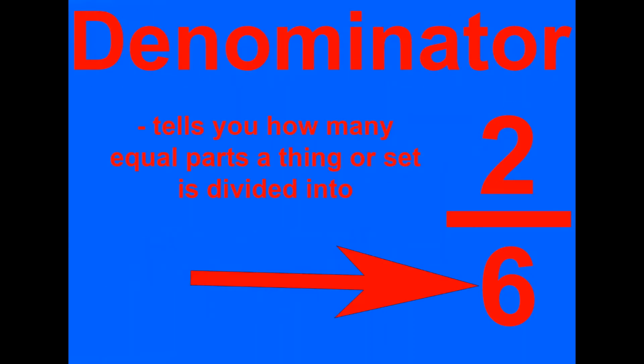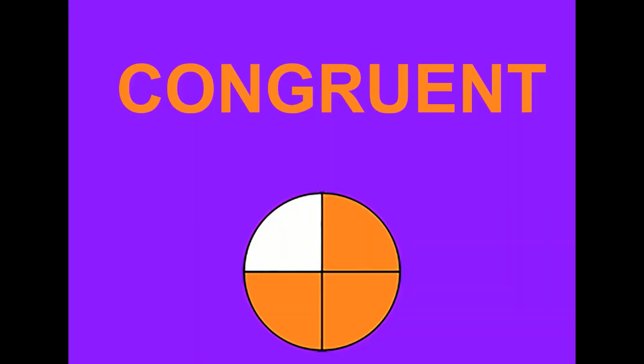The bottom number is called the denominator. In this example, the denominator would be 6. The denominator tells you how many equal parts that a thing or set is divided into. When it comes to fractions, the parts of an object have to have the same size and shape, which is known as congruent parts.